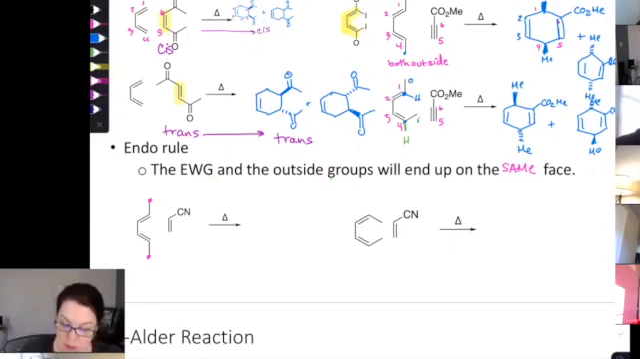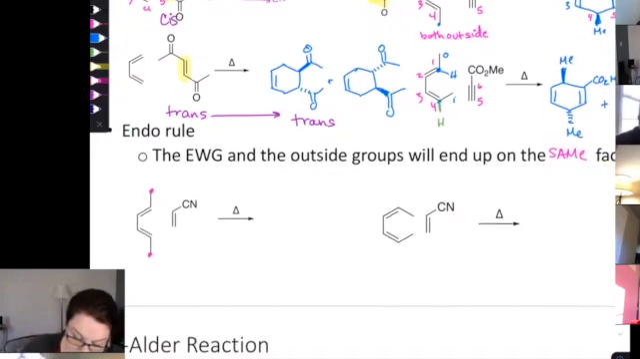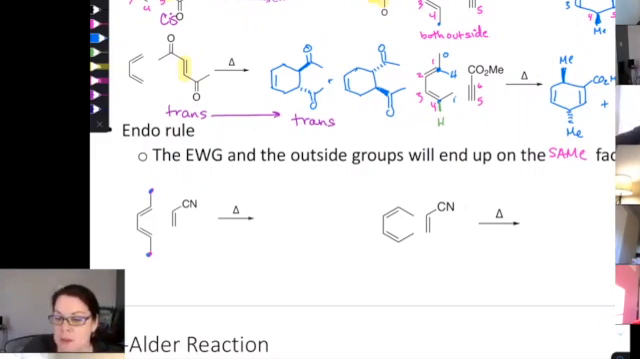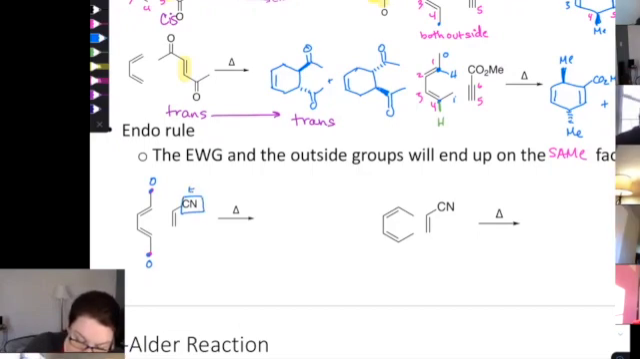So let's put these two pieces together. So here is our first example. We have a diene and our dienophile. We have our two substituents on our diene. And are they inside or outside groups? Outside groups. They're both outside groups. I'm going to put little O's here. And the nitrile is our electron withdrawing group, right? So all of these things will end up on the same side.